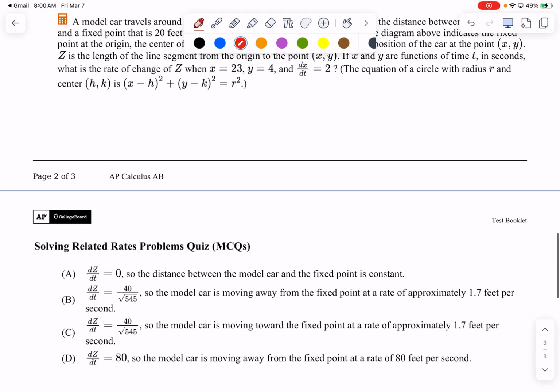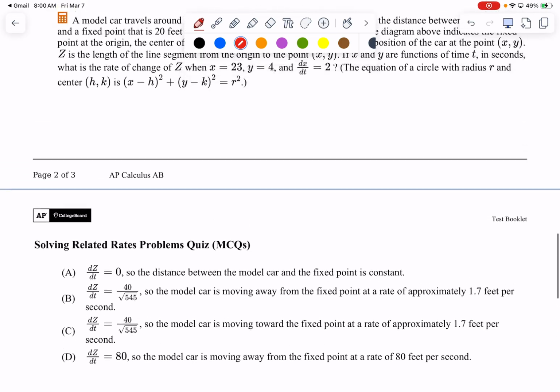Let's just say number 6 is A. But it's not. Of course it's not.